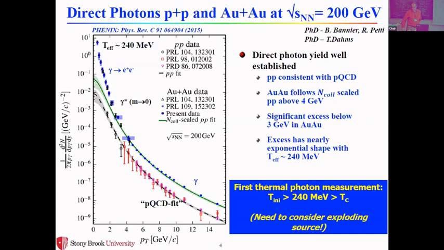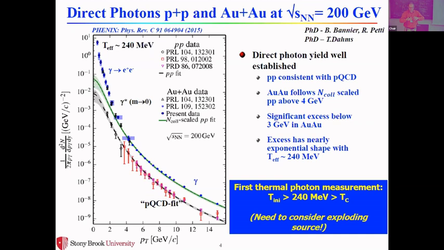If one scales this fit up by the number of collisions, one sees that the gold-gold data is also well described at the high momentum end by this scaling, but that there's a significant enhancement at low pT, below 3-4 GeV or so. It has almost an exponential shape. If you do a fit, you get something like 240 MeV. Of course, one needs to be cautious with interpreting that as a temperature, since we also have to consider the radial expansion of the source.